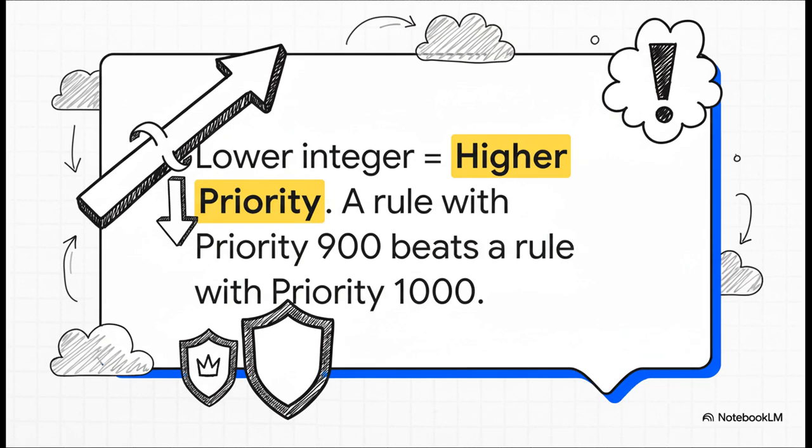Okay, let's talk about priority, because this trips up so many people. It's completely counterintuitive. In Google Cloud, the lower the number, the higher the priority. A rule with a priority of 900 will be looked at before a rule with a priority of 1,000. You have to burn that into your brain. It is a classic exam gotcha.